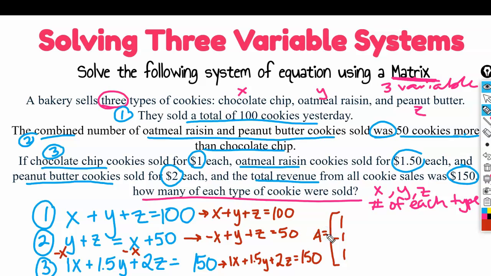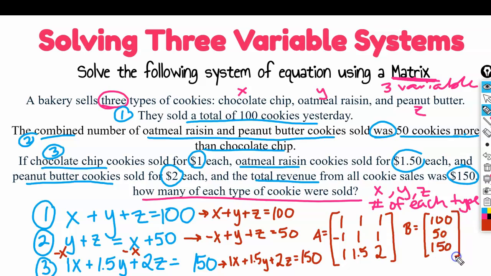For the x's, I have 1, 1, and 1.5 for the y's. And then I have 1, 1, 2 for the z's. And for my b, I have 100, then 50, and then 150. So I go ahead and I'm going to type that into desmos.com/matrix and see what I get.